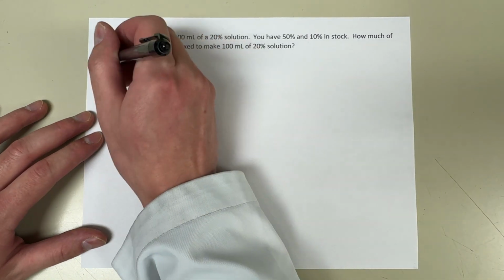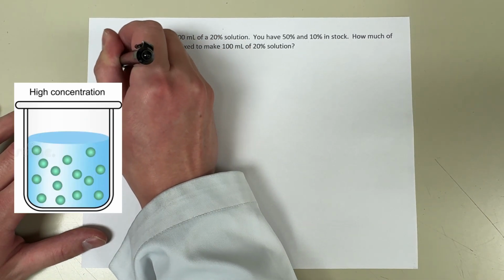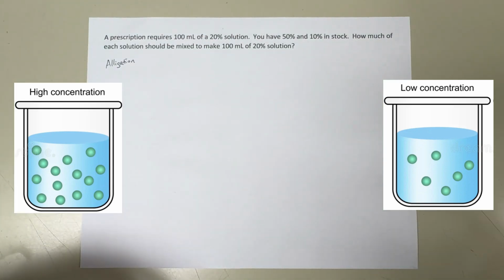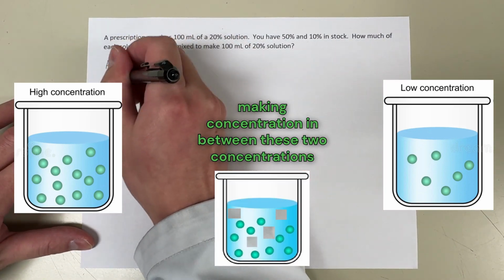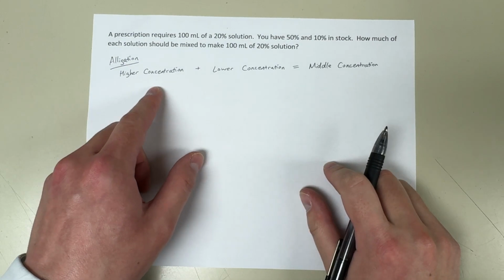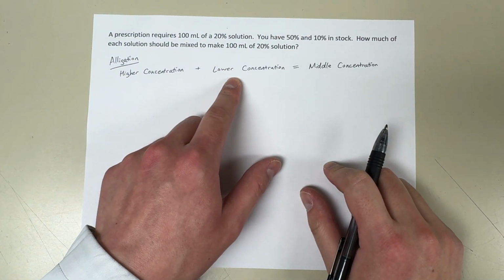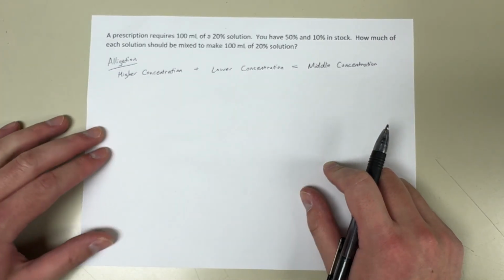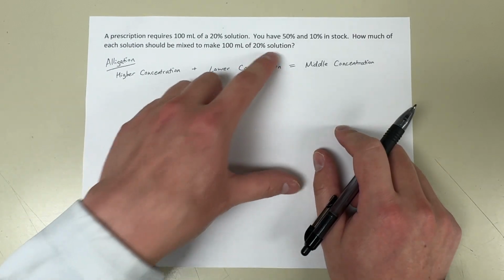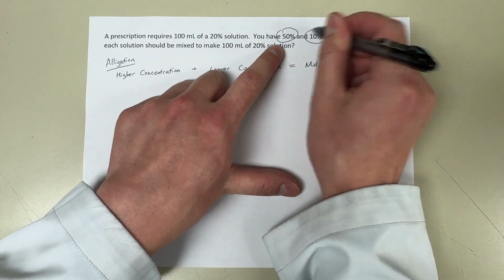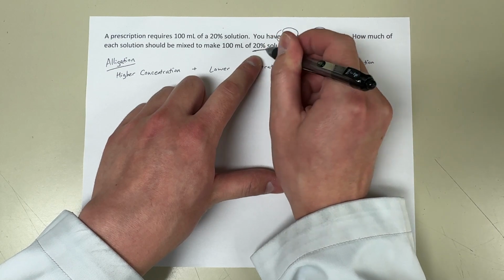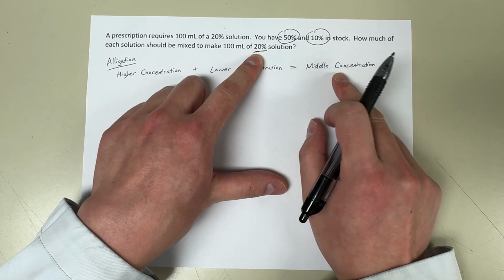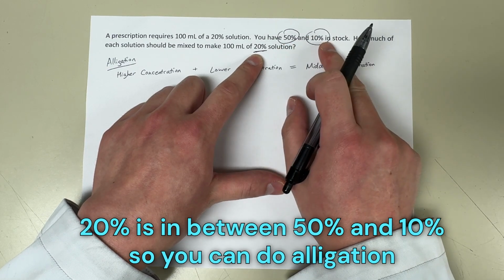Whenever you do alligation, you need a higher concentration and a lower concentration, and you're going to be making some concentration in the middle. In this example, we have a 50% stock and a 10% stock, and we're going to make a 20% stock. You notice 20%, the middle concentration, is in between 50 and 10.